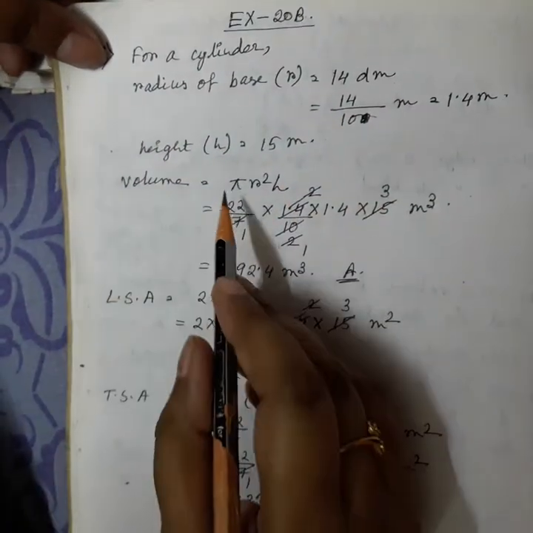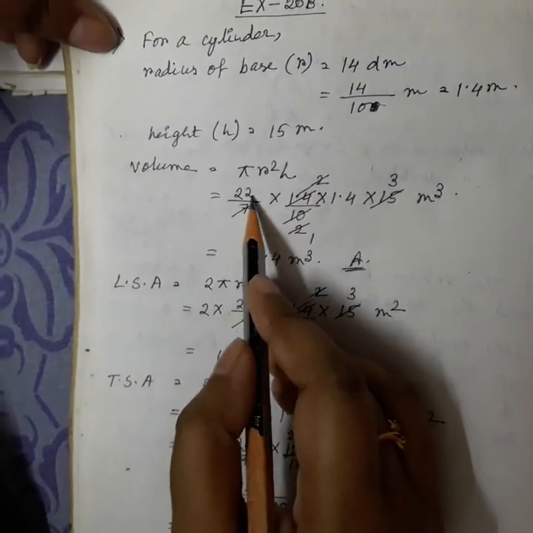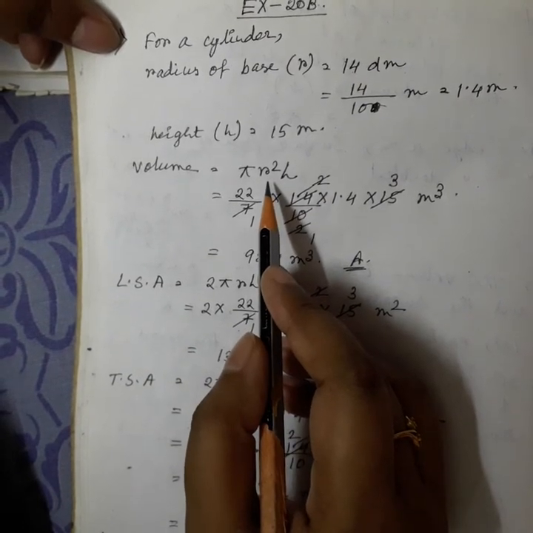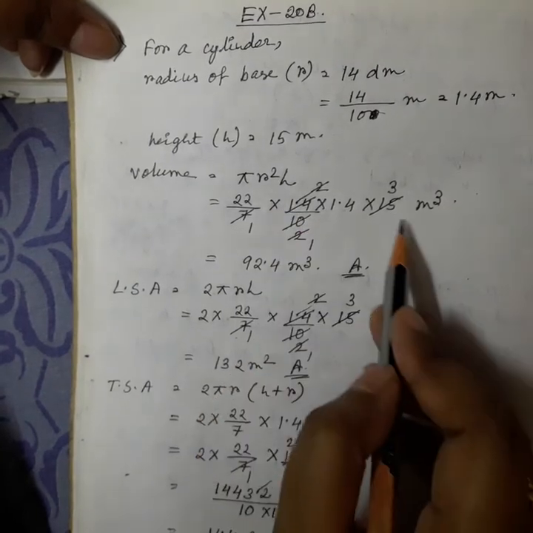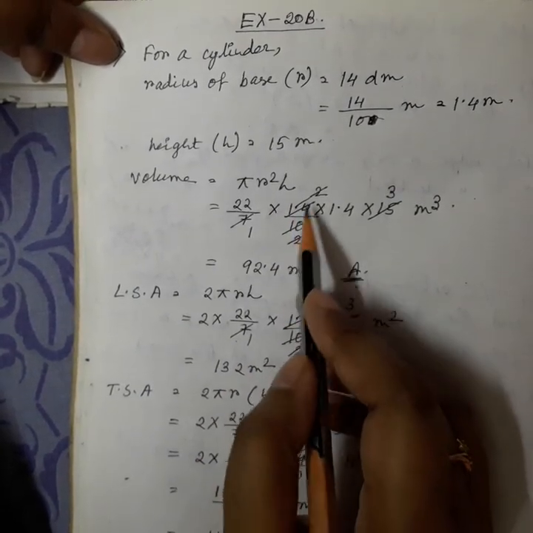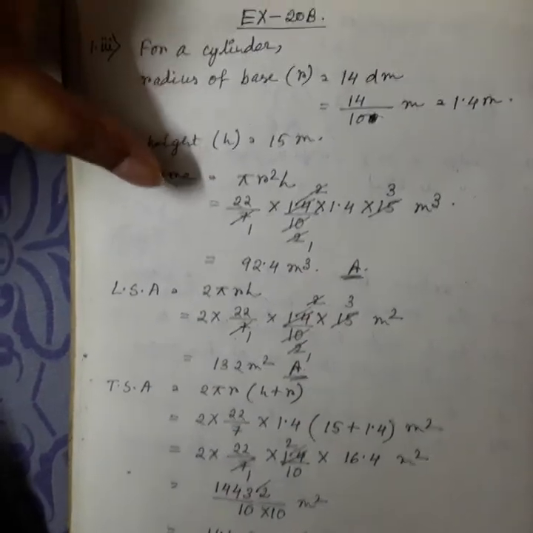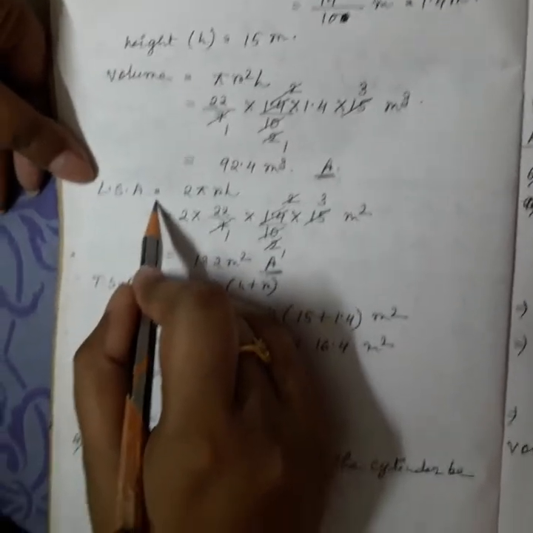So volume pi r square h. Just we have to put the value. Pi means 22 by 7. R square means 1.4 whole square. So 1.4 into 1.4. And h means 15. Then we have eliminated the point and we have done the cancellation. According to you, you will solve. I am not explaining that. Cancellation.